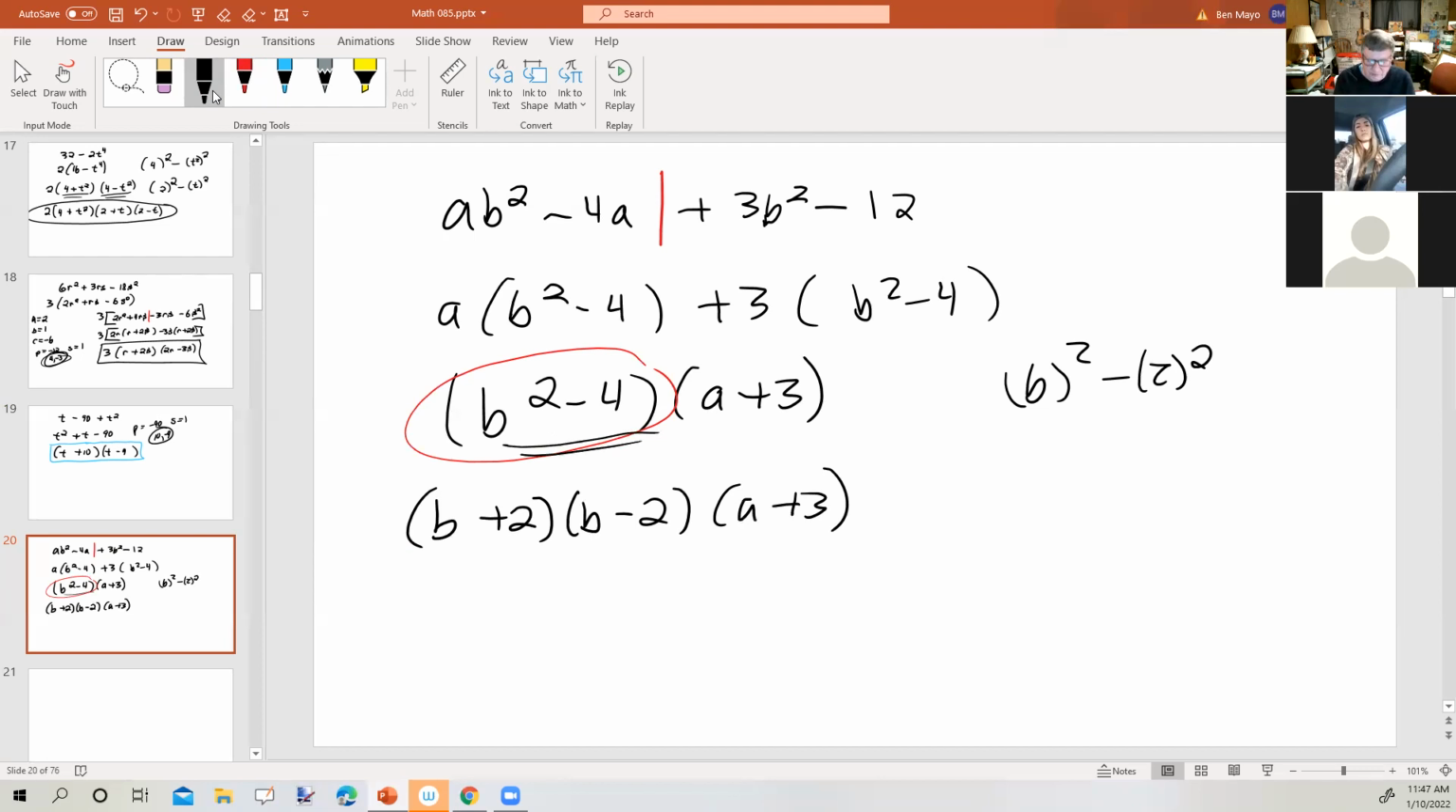Something like this often gets overlooked on a test where people do something and they're all excited. Oh, I factored it, but they're not done yet. So be careful with that. Let's see here.